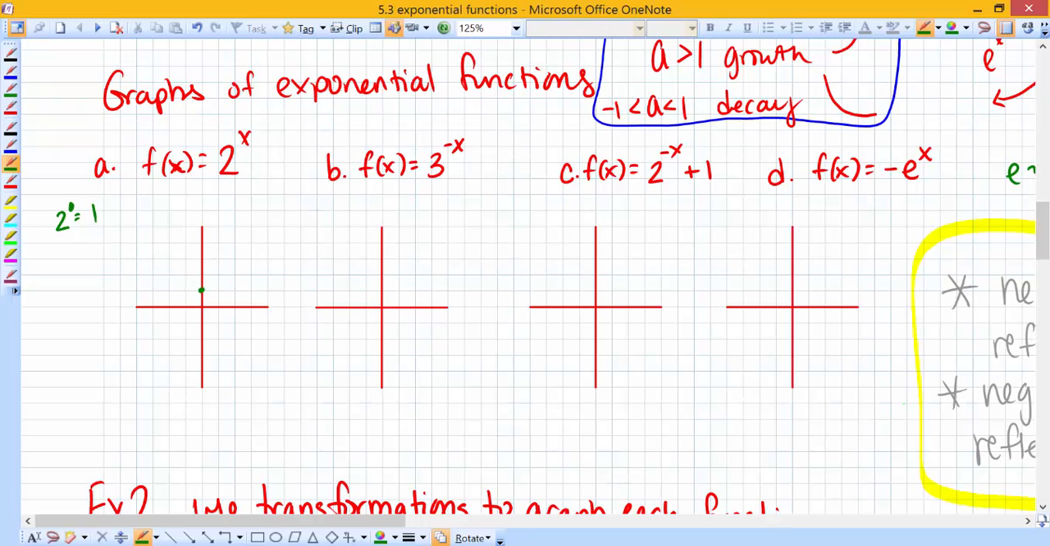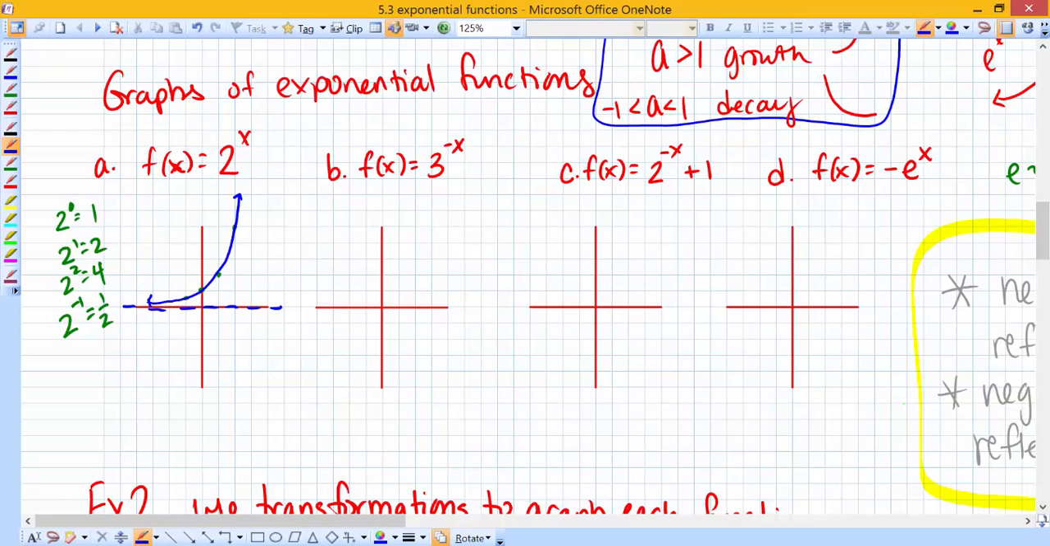So I'm going to put a point at 1. 2 to the 1 is 2. 2 to the 2 is 4. And now I can see the curve. 2 to the negative 1 is 1/2. This will not cross the x-axis. That is your asymptote. And here is your graph. So that's your very basic exponential function.